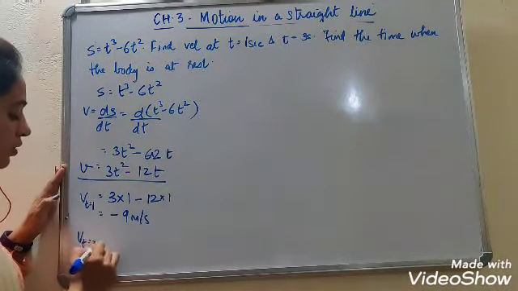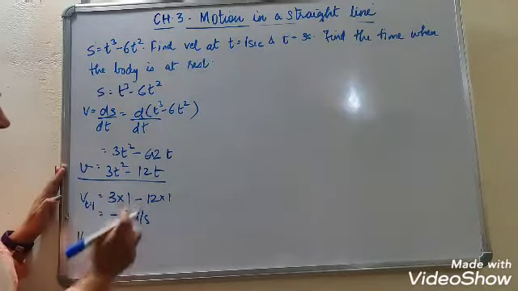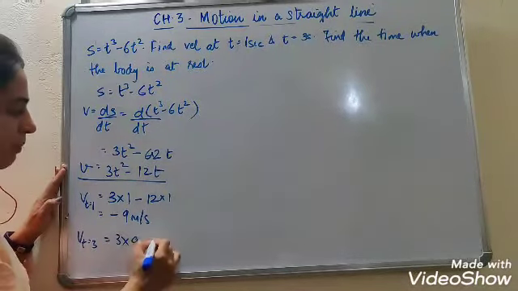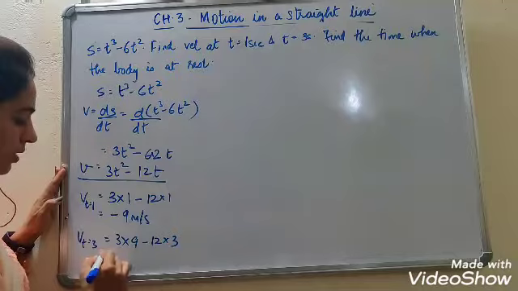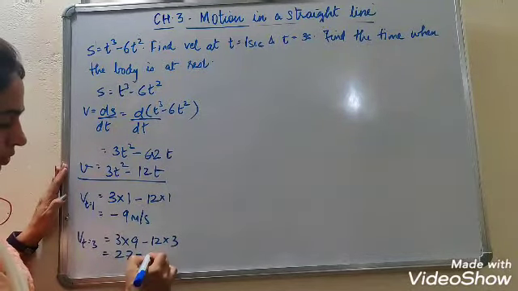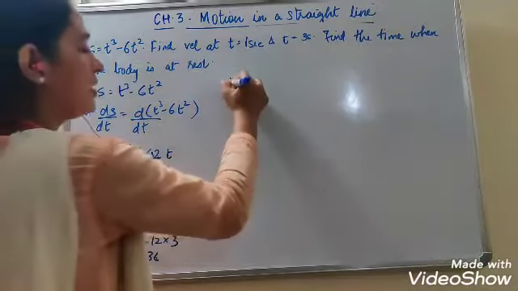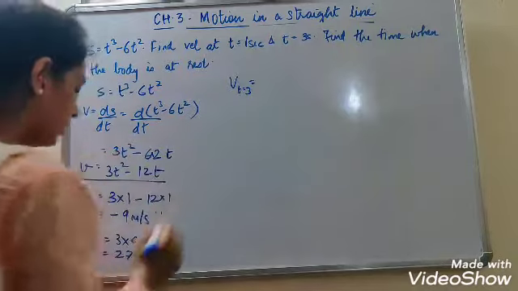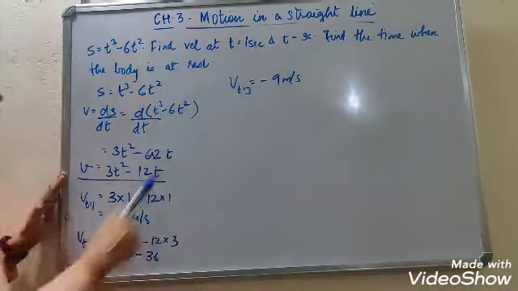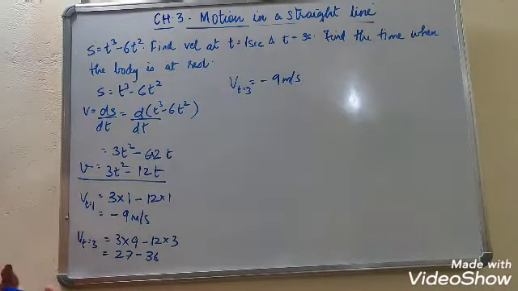Similarly, velocity at t equals 3 seconds. Right? So that will be equal to 3 into 3 square, that is 9, minus 12 into 3. So that is 27 minus 36. So what is the instantaneous velocity at t equals 3 seconds? That is again minus 9 meter per second. Okay, so the instantaneous velocity is not changing, it can change. Okay, that's just a coincidence.